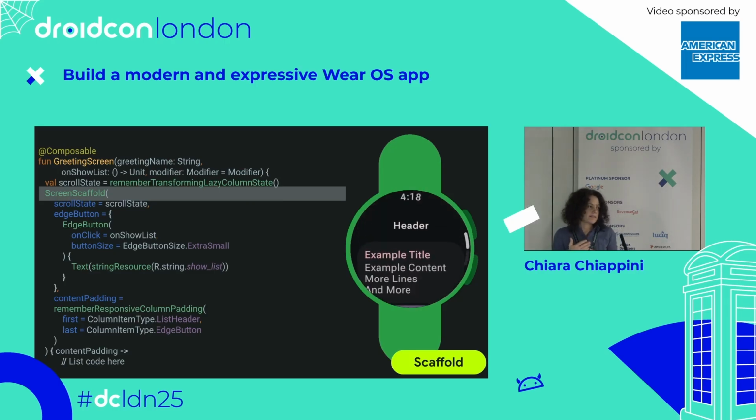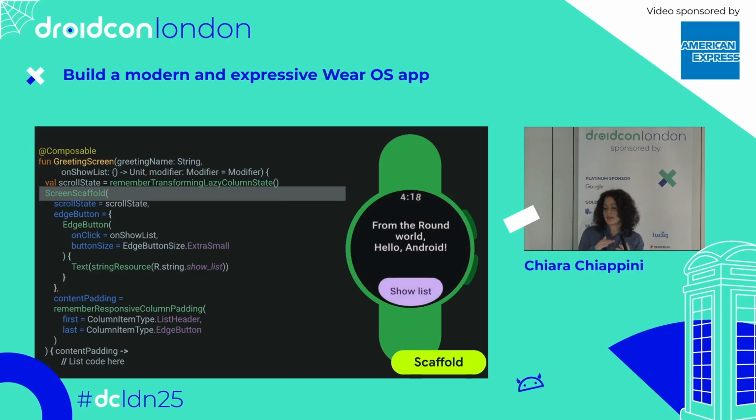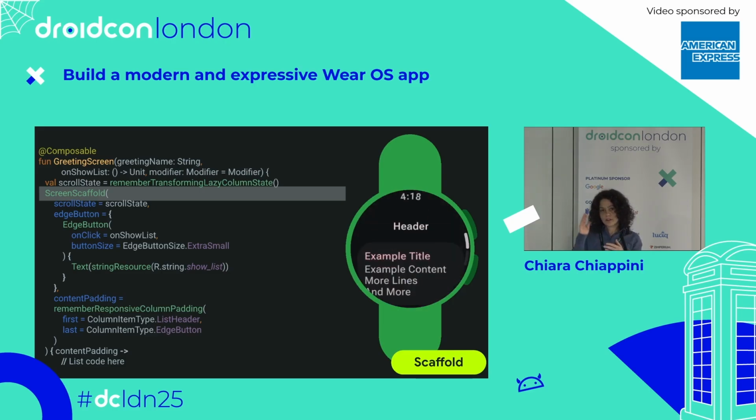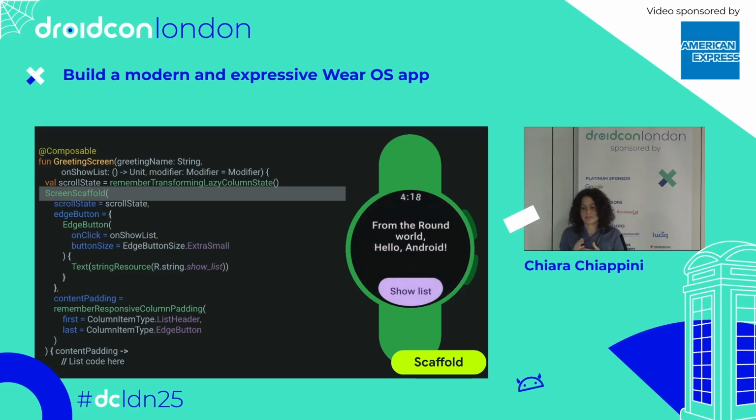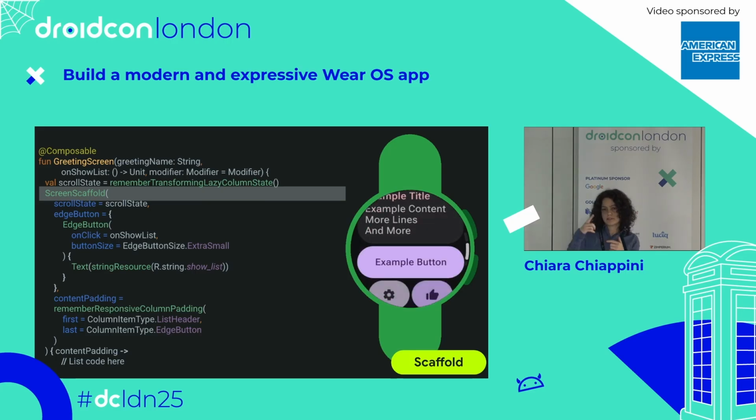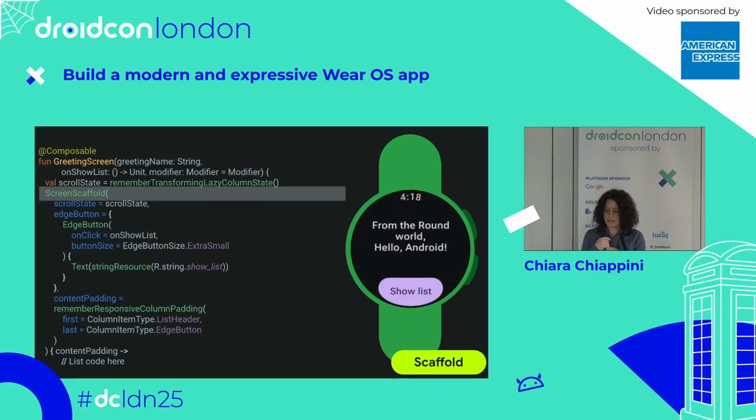And then there is the screen scaffold, which is the second component you use for implementing scaffold on Wear OS. The screen scaffold displays the scroll indicator at the center end of the screen by default and coordinates the showing and hiding of the time text and the scroll indicator when interacting with the screen.